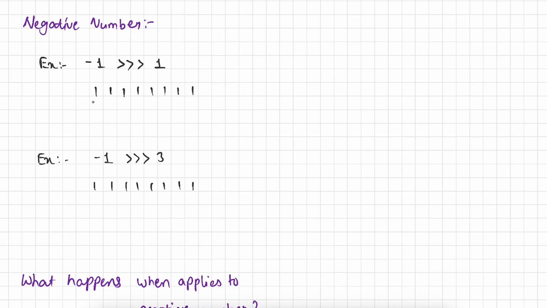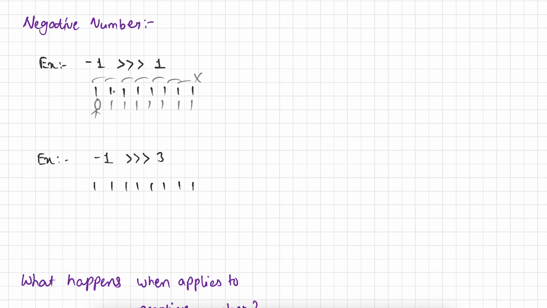So let's say this is the binary representation of -1. What happens when we right shift by 1? Basically, this bit gets ignored and all the bits shift towards the right. So the binary representation becomes 1 1 1 1 1 1 1, and this time the leading bit gets filled with 0 because this is an unsigned right shift operator. It doesn't care about whether the number is positive or negative. It simply fills the bits with 0.